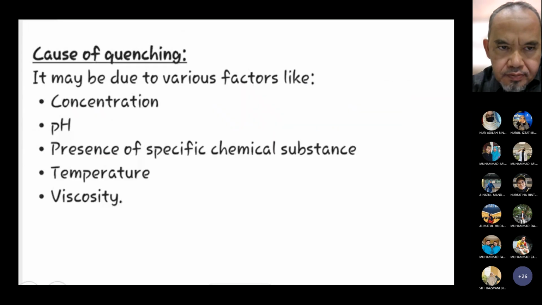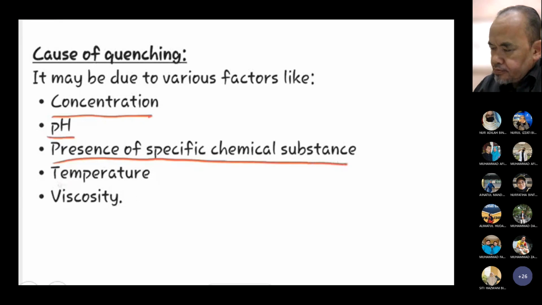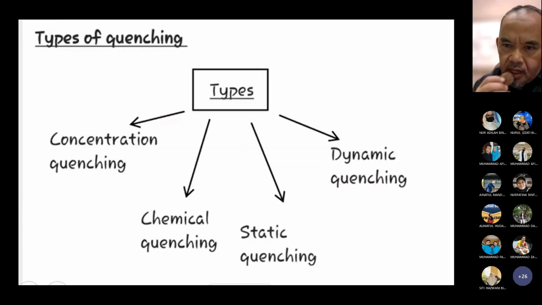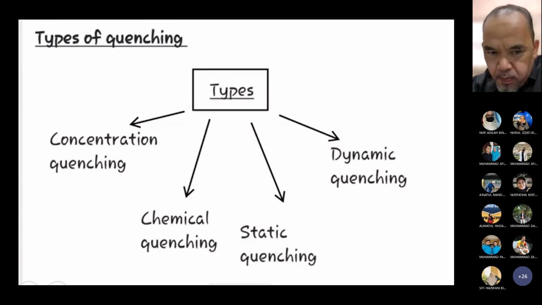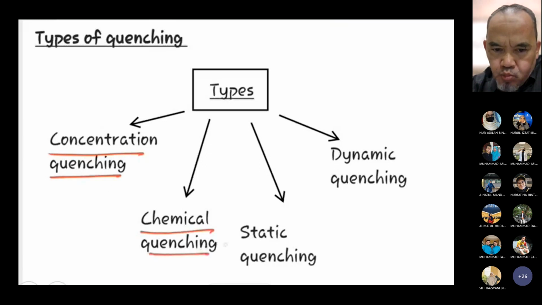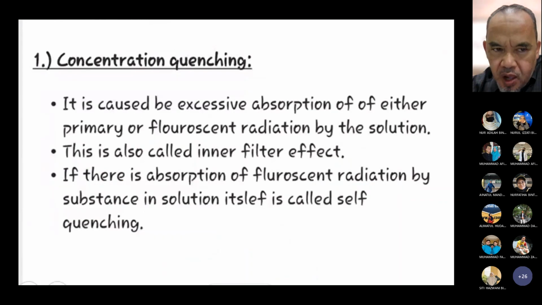So now, what are causes of quenching? It may be due to various factors like concentration, pH, presence of specific chemical substance, temperature, or even viscosity. Now, let us see what are types of quenching. There are 4 types of quenching. First is concentration quenching, then chemical quenching, then static quenching, then dynamic quenching.